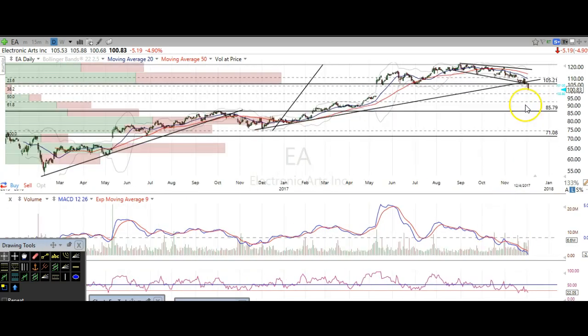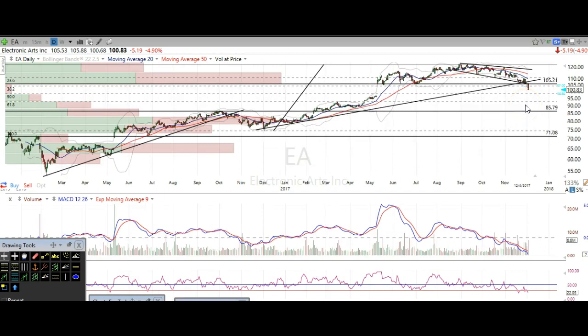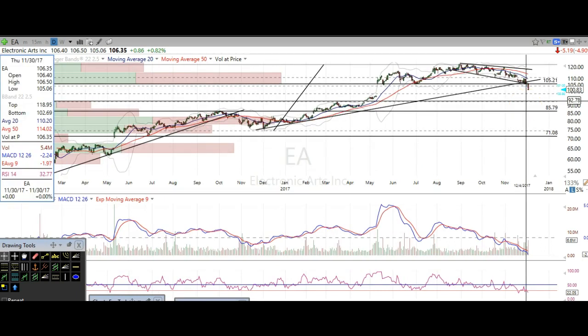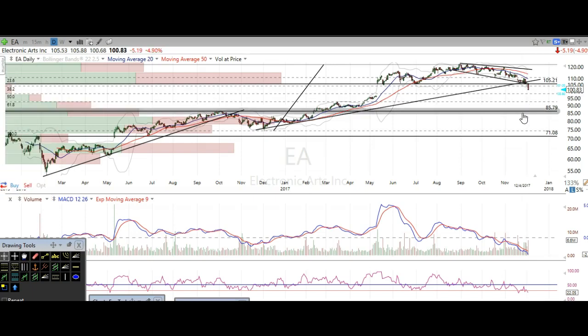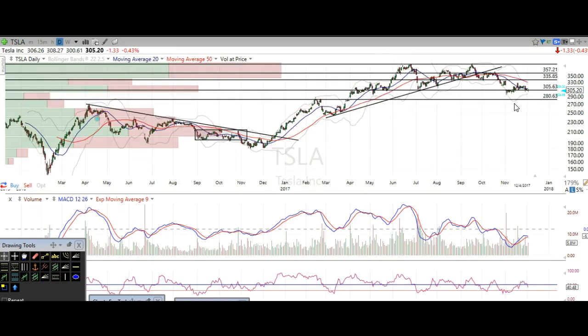If we do head lower, we've got lots of support below, starting at $92, $93, and even more so once you get down to about $85. So a lot of levels to be aware of and pay attention to for Electronic Arts. The next one we're going to take a look at is Tesla.